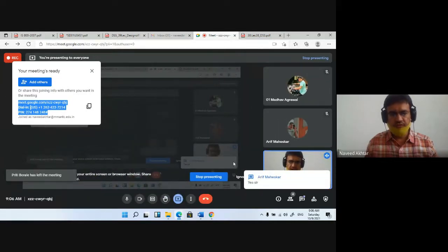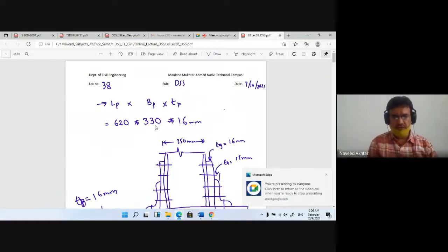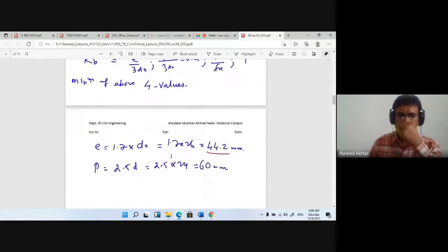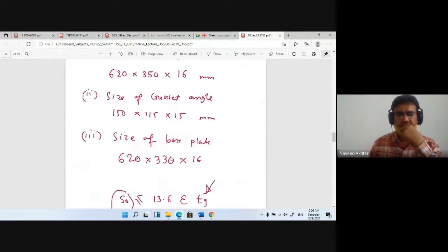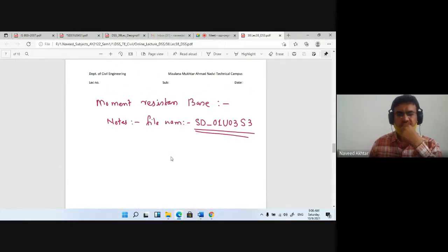Okay. So let's start today our unit number 4. In previous class, we have completed unit number 3, the design of the slab base and the theory about the moment resistance base. So this design we have completed, okay, and then moment resistance base I was shared with the notes SD01, U03 and S3, sheet number 3, unit number 2. The file name is SD1, U03, S3.